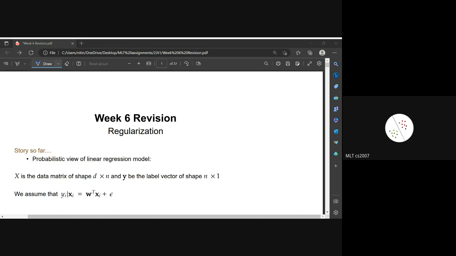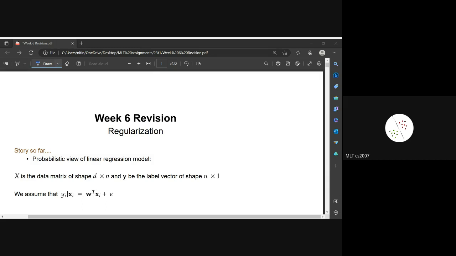That's what we are going to see in week 6: if our model is not good, what are the different measures that tell us that this model is not performing well, and then how we can resolve those problems. That is called regularization.